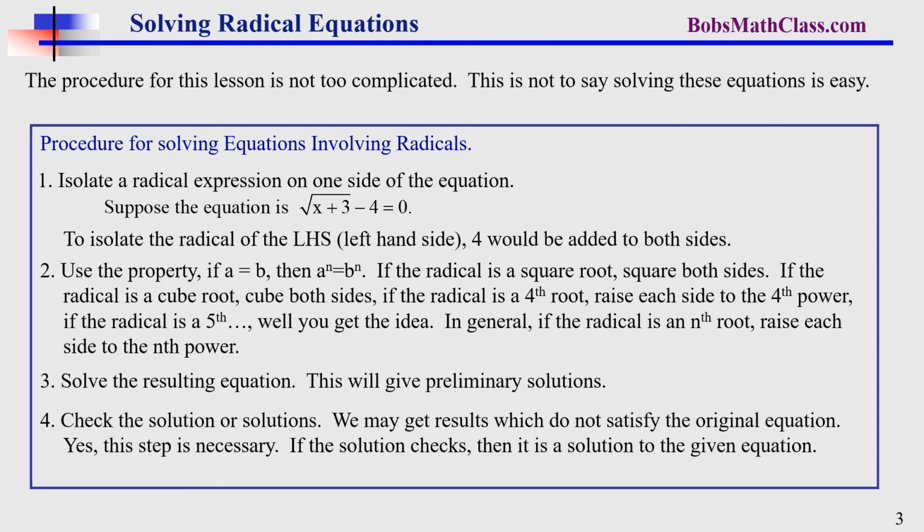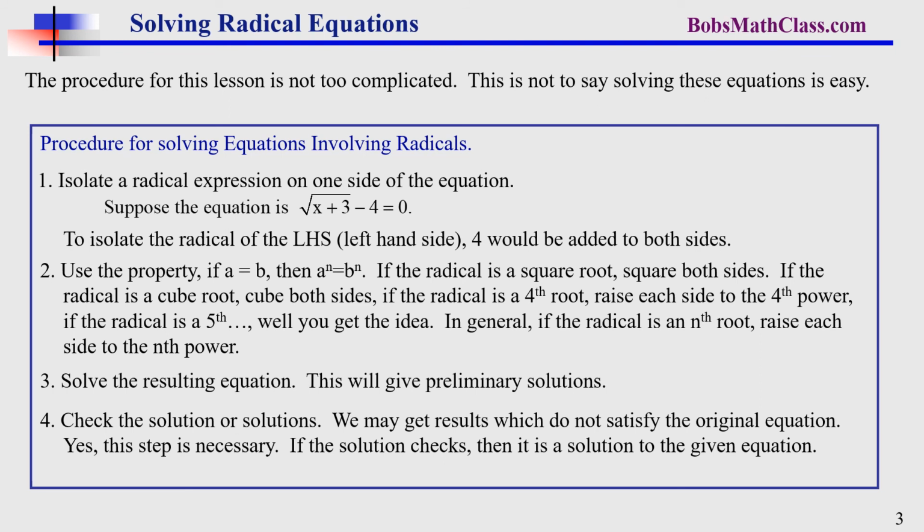Okay, here's our procedure for solving equations involving radicals. Step 1: isolate a radical expression on one side of the equation. So get a radical by itself. Suppose we have this equation, square root of x plus 3 minus 4 equals 0. To isolate the radical on the left-hand side, you would add 4 to both sides. Move that 4 over to the right-hand side. Okay, then step 2. Then we're going to use a property.